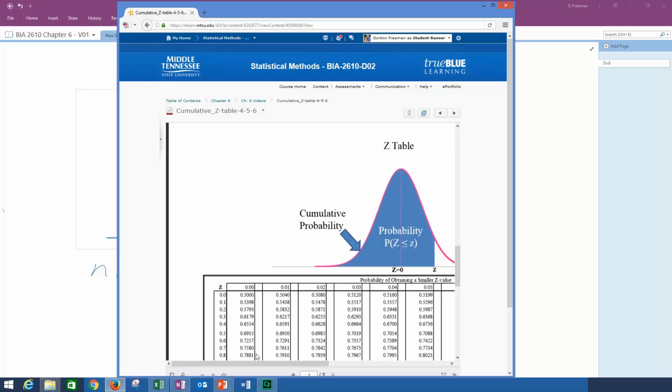The 0.7881 is the probability that you'd have a z value that's less than or equal to 0.80. We got 0 in the hundredths position. The 0.7910 would be the probability that you'd have a z value that's less than or equal to 0.81. Now we want to get the probability for less than or equal to 0.83. So we come over here to where we have 3 in the hundredths position, and the number is 0.7967.